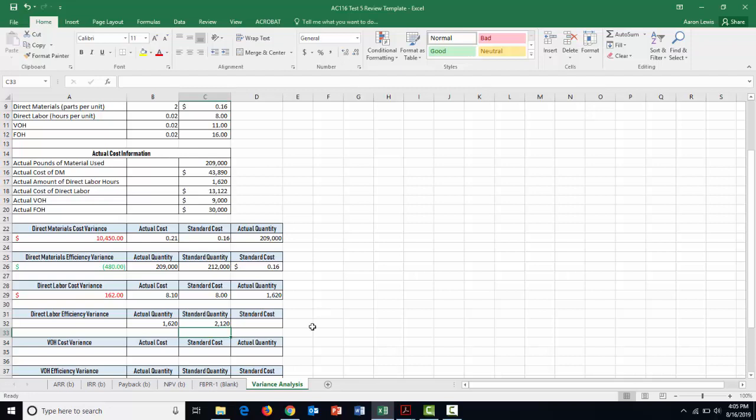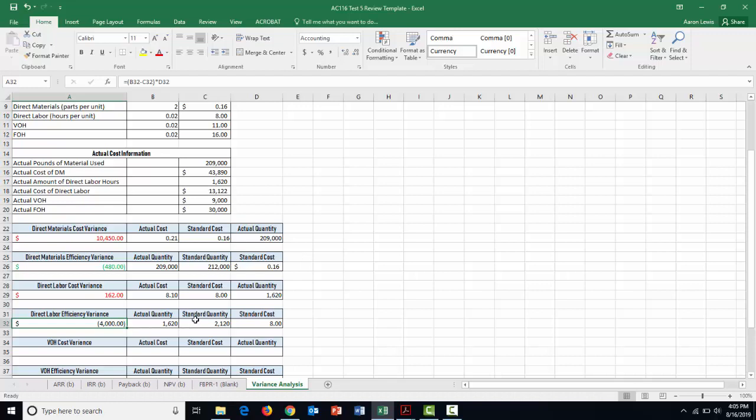We actually took 1,620 hours to make these cases. Well, our standard cost for labor, we can take from our information above, was $8. And we can fill out our formula much in the same manner. It equals, open our parenthesis, actual quantity minus standard quantity, close our parenthesis and multiply it by standard cost. We come up with negative 4,000, which I'm going to change to dollars.